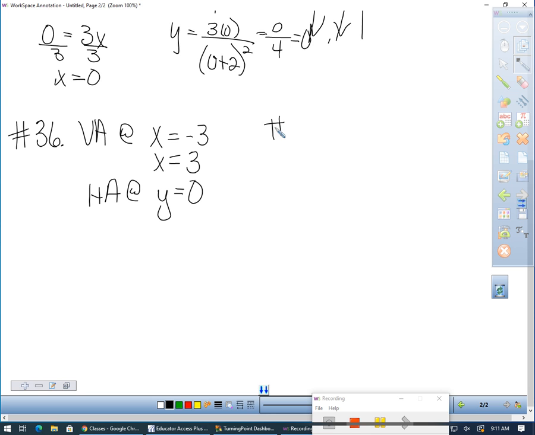Looking at number 38, that is also a graph. In this one, there are no vertical asymptotes. And again, looking at that graph, the horizontal asymptote, that graph is approaching both above it and below it, the x-axis, which is y equals 0.